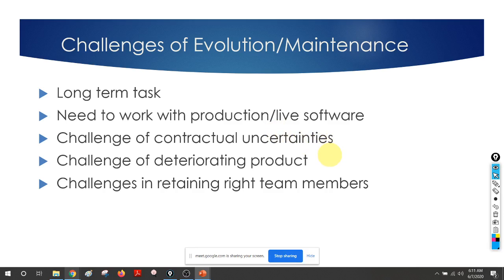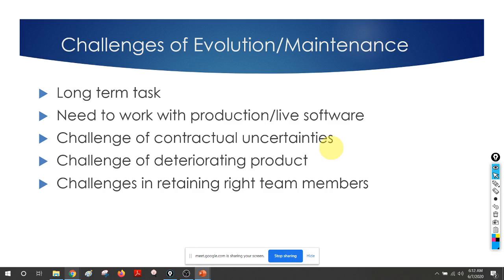Challenges of contractual uncertainties. That is another thing. Sometimes when we are developing software, we concentrate only on development and release. Sometimes it's very vague or unclear what kind of obligations you have for evolution or maintenance. That is another challenge. If you have not planned those things upfront with the customer, there will be uncertainties, conflicts of interest, etc. So you have to plan those things upfront, and if things were not properly done, you have to renegotiate them properly. Otherwise there will be conflicts.